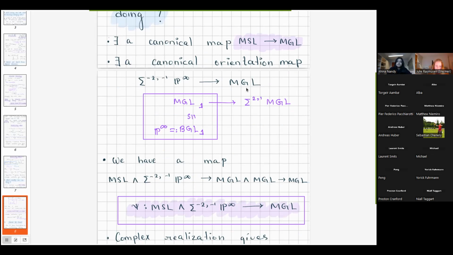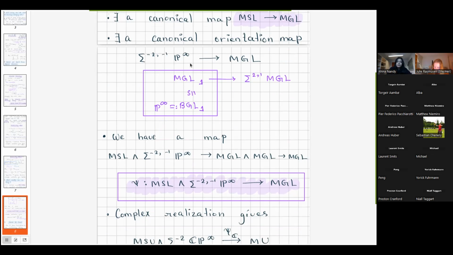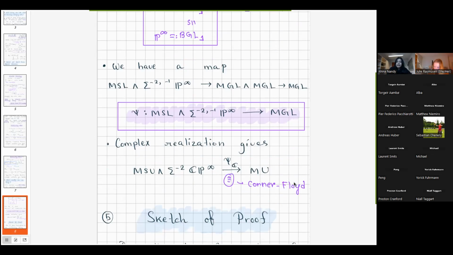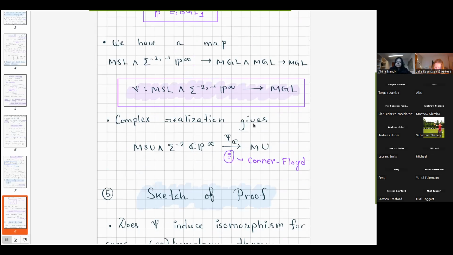It's just like topology. So we have a map. Now we smash these two maps and use the fact that MGL is a ring spectrum. So we get a map that starts from MSL smashed with the suspension of P infinity to MGL. And if you take a complex realization, we get a map involving MSU, CP infinity, and MU. And Conner-Floyd proved that this map is an isomorphism in the classical stable homotopy category.